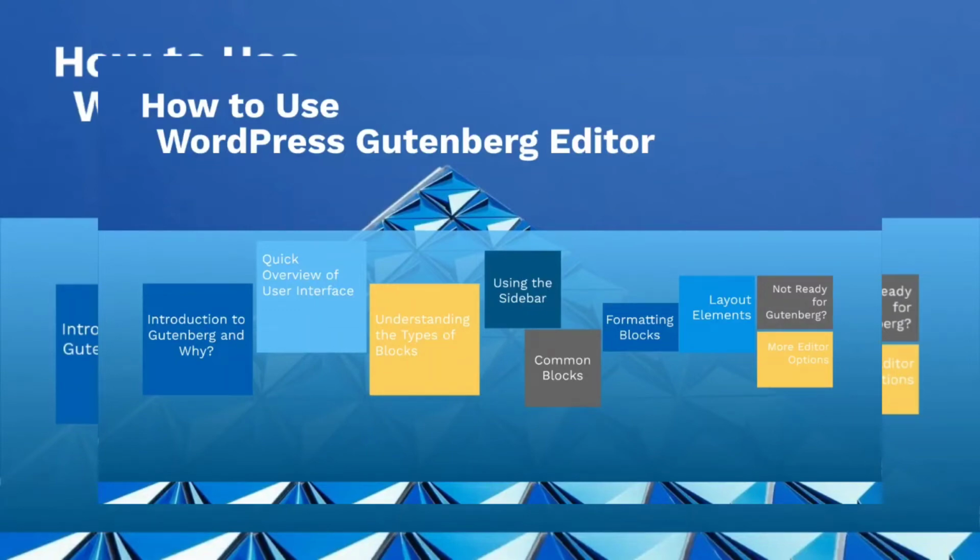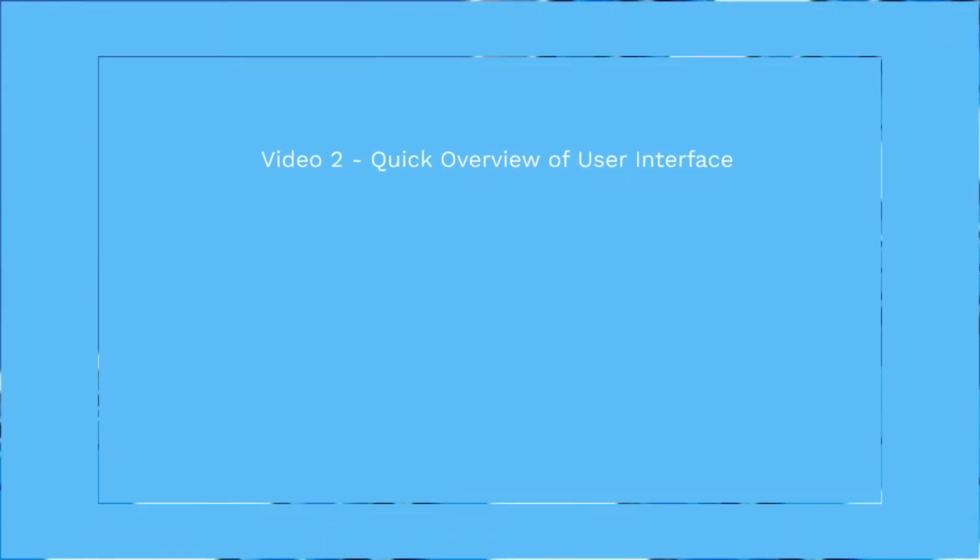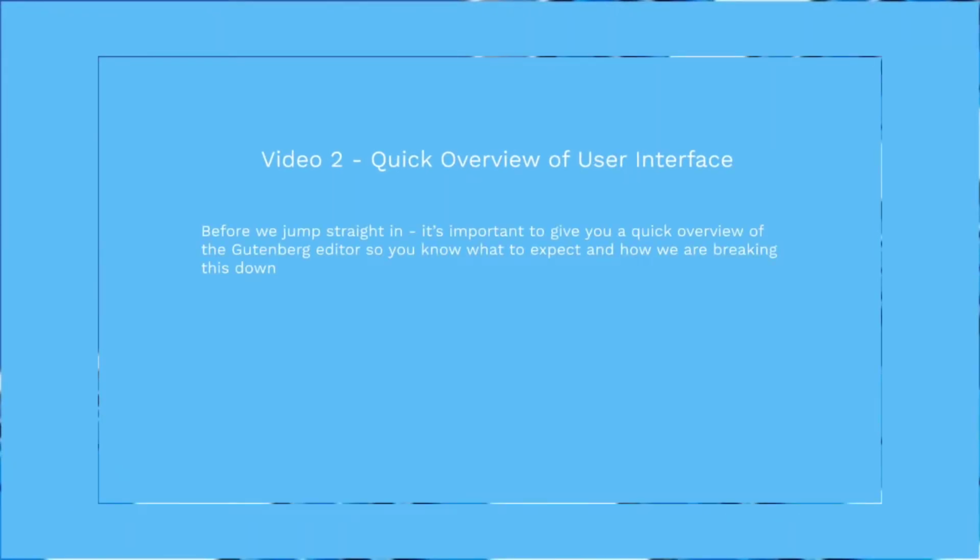Hello and welcome back. This is video number 2, and we're going to talk about a quick overview of the user interface. Before we jump in, it's important to give you a quick overview of the Gutenberg editor so that you know exactly what to expect, how everything is broken down, and where things are accessible. With that said, let's go to a WordPress dashboard and I'll show you around.